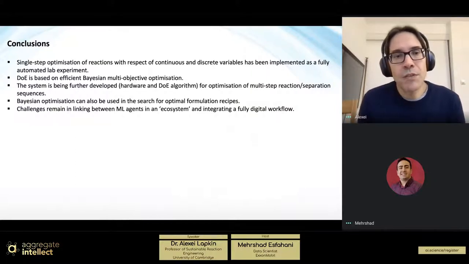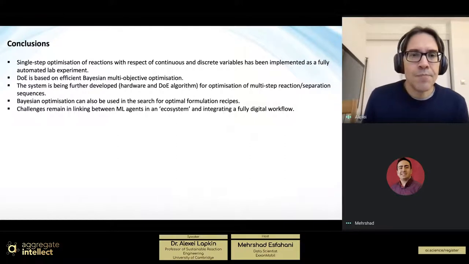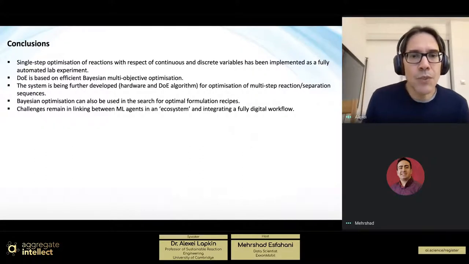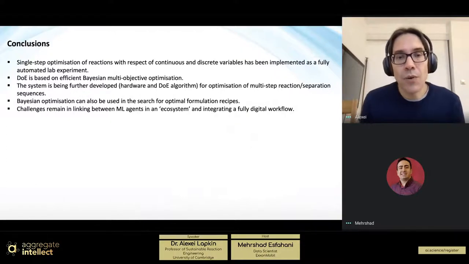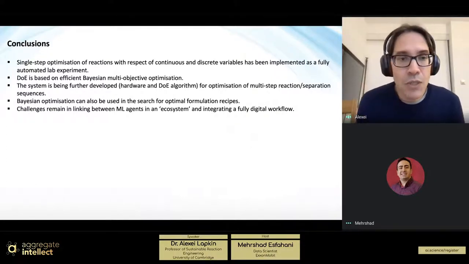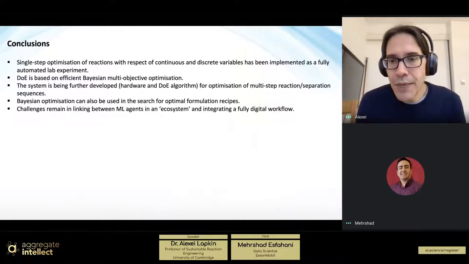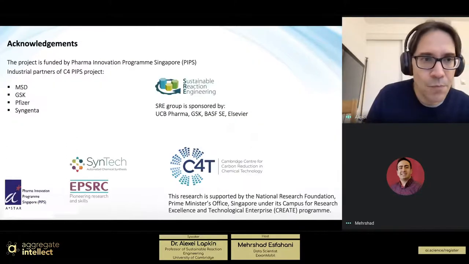We work with multi-objective Bayesian optimizations. They seem to be quite effective. The system we are now further developing for multi-step reaction separation sequences, we've shown that the same Bayesian optimization can also be used in finding optimal formulation recipes. And then the challenge is to create this ecosystem of agents and data to have a fully integrated digital workflow.